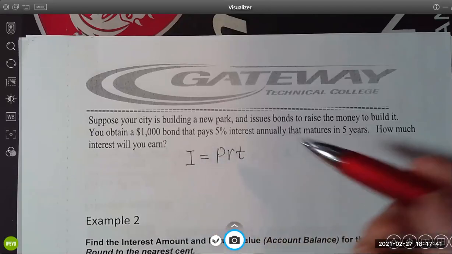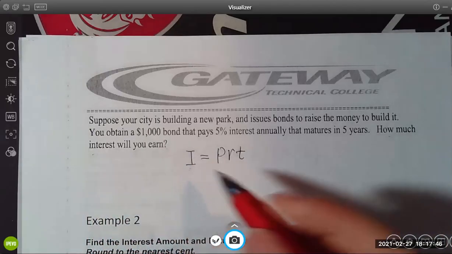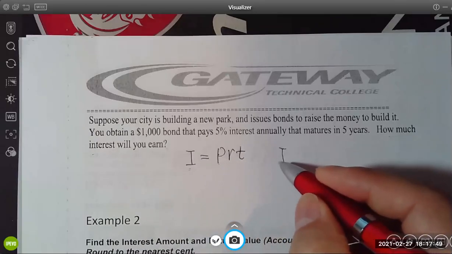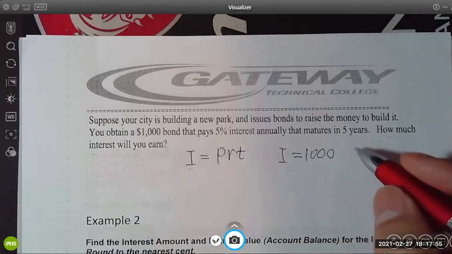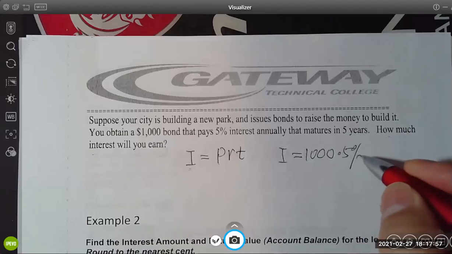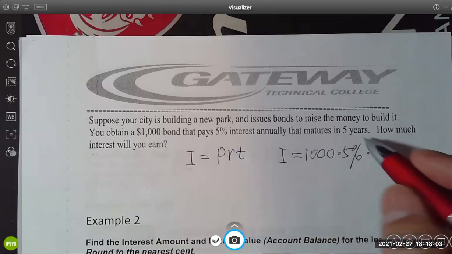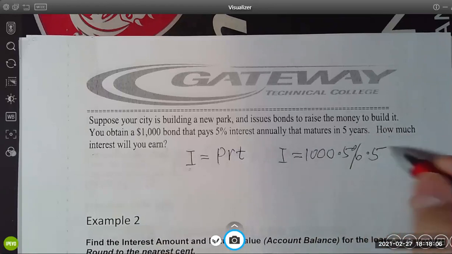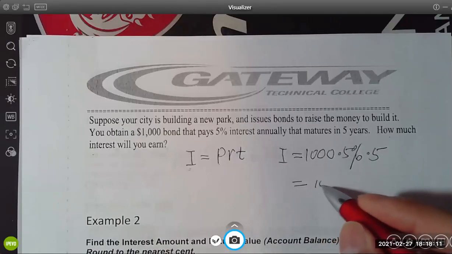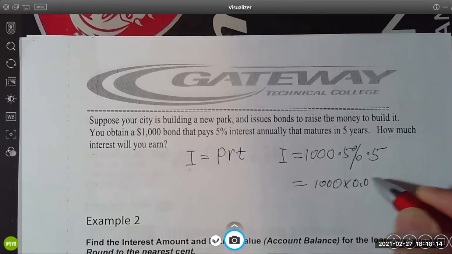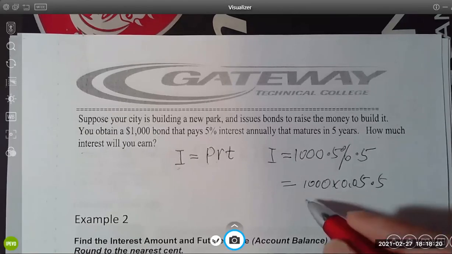Solve for the first one. Let's look at what is given. We are solving for interest. That means we are solving for I, so the other 3 have to be given. I equals principal, which is 1,000. You lend the city government $1,000, and they pay you 5% annually, times time. Time has to be in years because this interest rate is an annual rate. We happen to have time in years, so we don't need to change it. We just put it in here. Everybody can do this simple calculation: 1,000 times 0.05. Usually we convert the percent to a decimal. Times 5, that's 250.